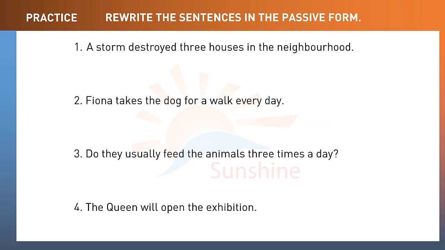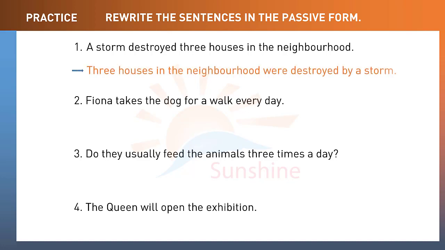So it's time to check our knowledge. Pause the video, have a look through the questions, and then we'll go through them. So if you're ready, let's rewrite the sentences. Number 1. A storm destroyed 3 houses in the neighborhood becomes the passive voice, 3 houses in the neighborhood were destroyed by a storm.